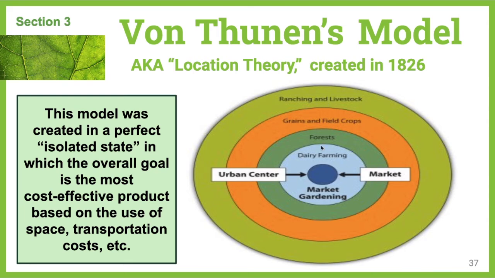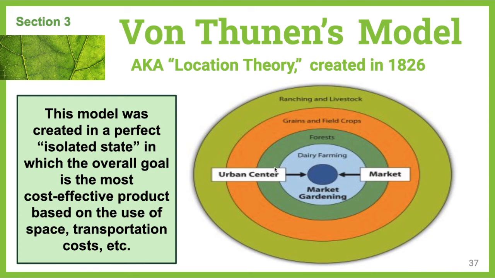If you think about why these play out the way they do, a big part of it in ring 1 is perishability. Dairy farming, right? Dairy is something that is easily perishable, especially in 1826. And so von Thunen said that should be closer to the city center.